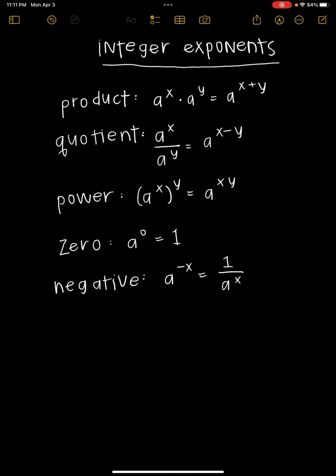And then we have the zero exponent. If I have anything to the zero power, it is equal to 1, or it just cancels. The way that I like to think about it is it cancels out.